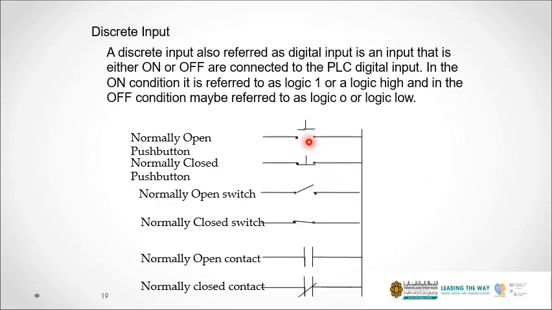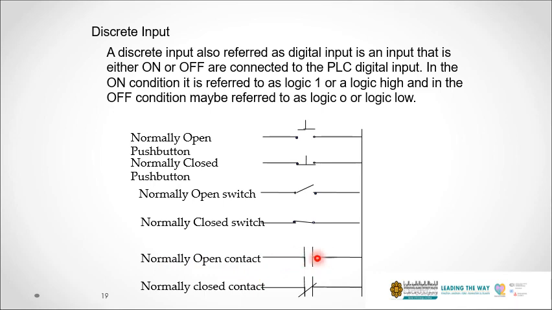In PLC, we will have normally open push button, normally closed, normally open switch. What is the difference between switch and push button? Push button is basically spring loaded. That means you have to press your finger on the push button to make it open to close or close to open. A switch is not momentary contact, but these are momentary contact.